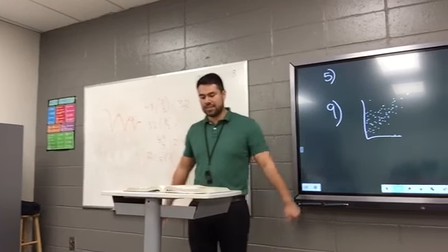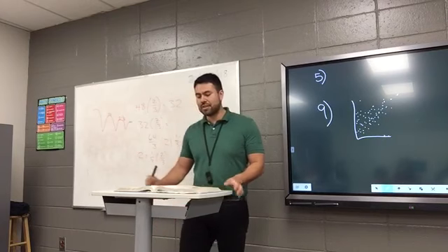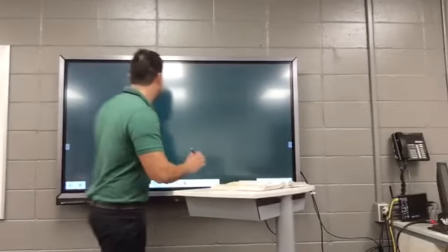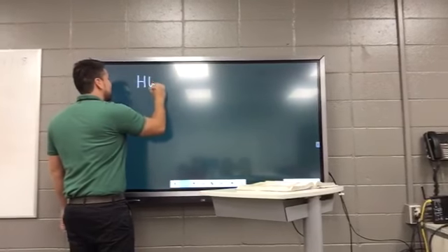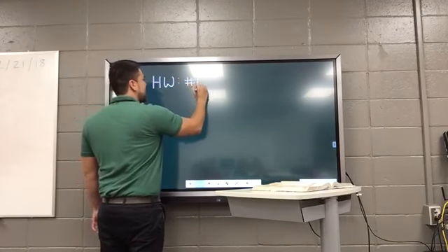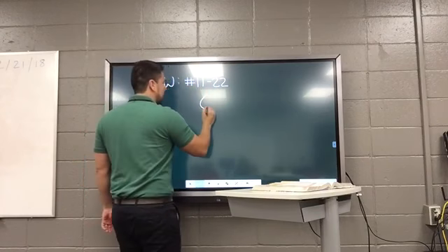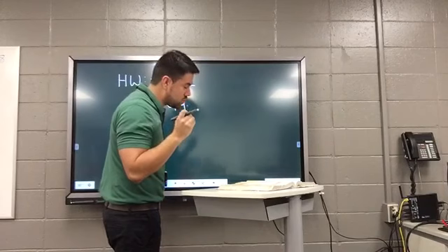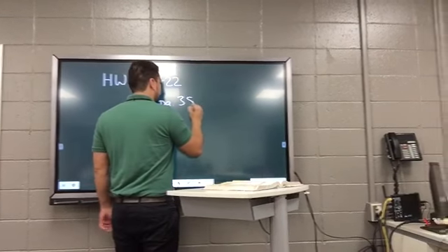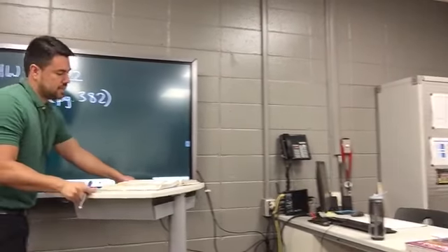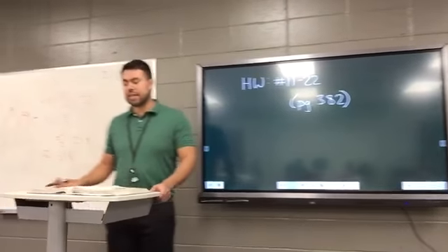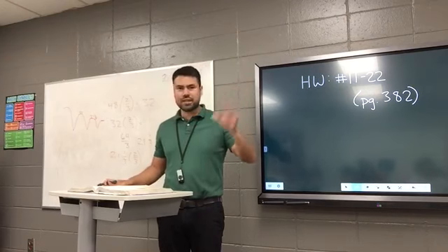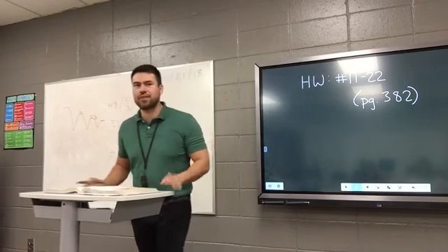So your homework tonight is 11 to 22, and I'm going to cut out some problems. I cut out the extras, and that's on page 382. And by the way, number 14 has A, B, C, and D, so that's worth 4 points. So don't skip 14. That's 4 points off if you skip it.